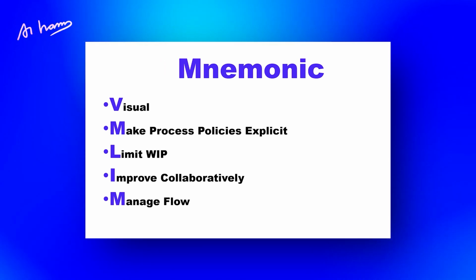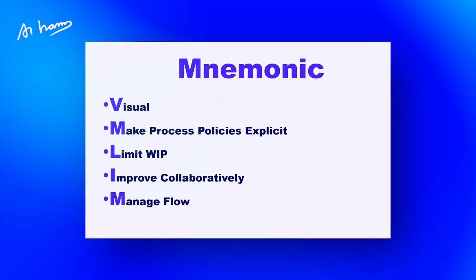Okay, so V stands for visual. Kanban is a very, very visual process. So visual flow, right? We saw the board with things going from left to right. We are seeing what is work in progress, what is limiting work in progress, what is in test, what is in development, how things are moving from left to right. So it's very visual. That's the first principle.